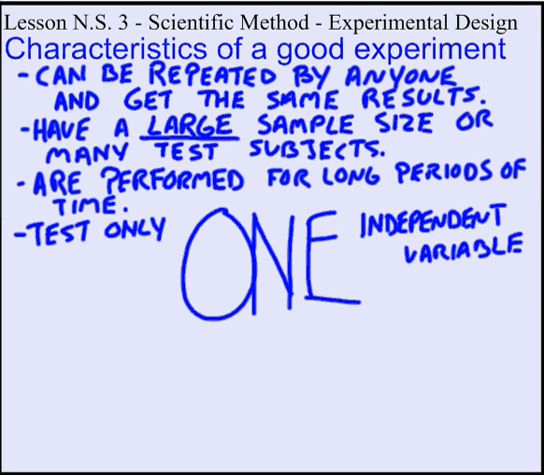They will test only one independent variable. This is super important to remember. A good experiment will only have one variable. If you test more than one thing in the same experiment, you don't know which variable caused the results.